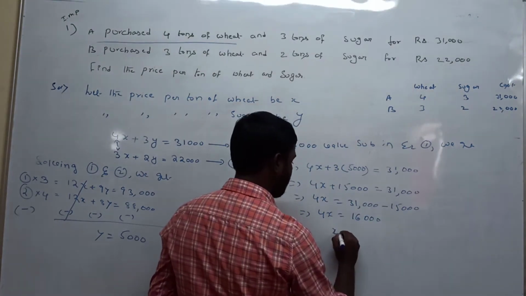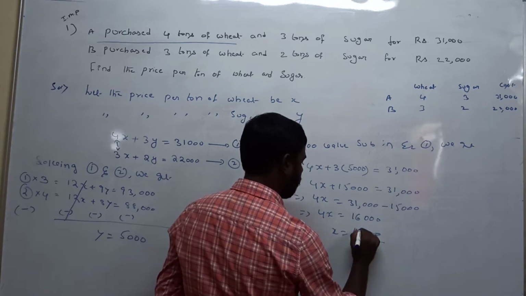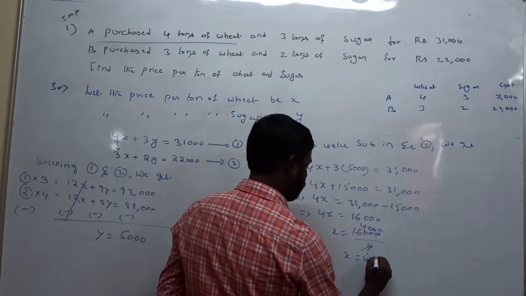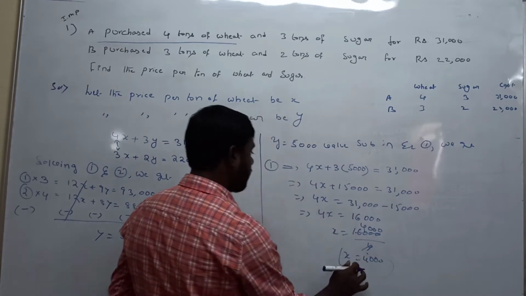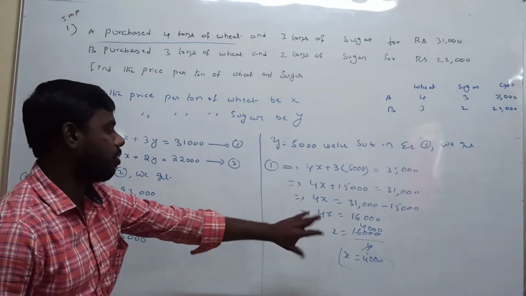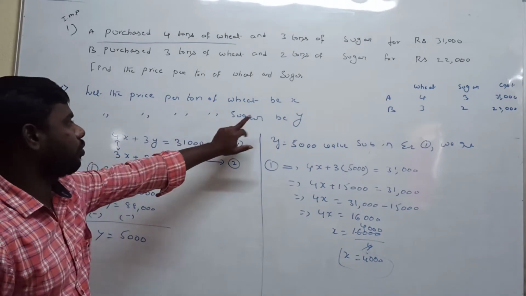So 4 is the denominator; 16,000 divided by 4. Four fours are 16, so x is equal to 4,000. So what are you assuming x to be? X is assumed as the price of a ton of wheat, 4,000. What is the y you are assuming? The price per ton of sugar.